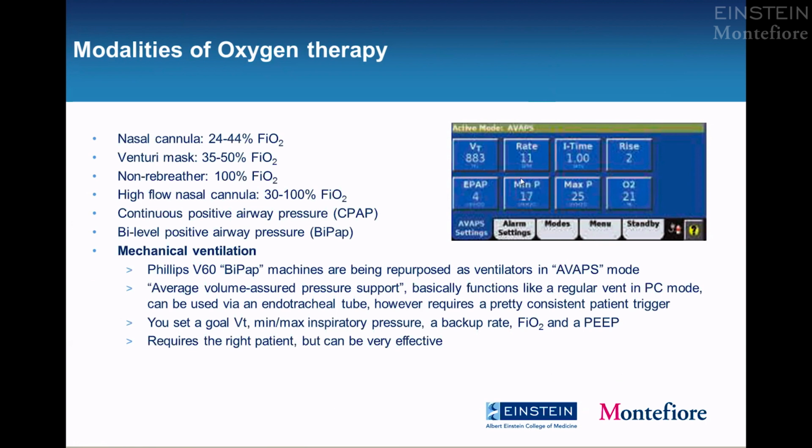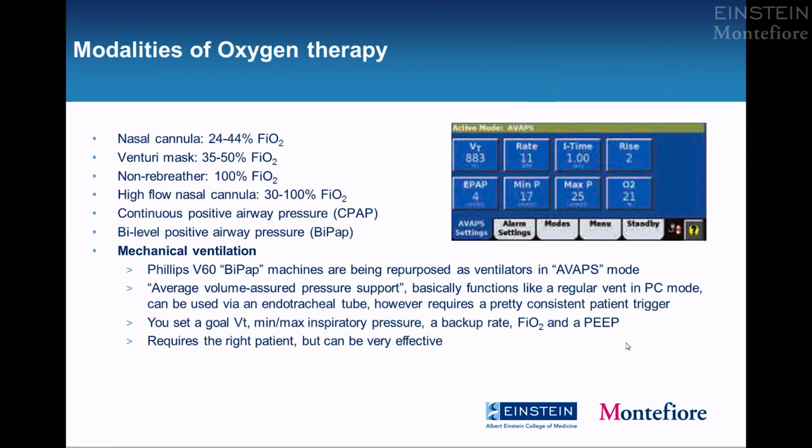So the machine knows the acceptable parameters of pressure that it can use to generate your goal tidal volume. And over the course of a minute, it'll try to average out a volume to what you've set. The rate is a backup rate. It's actually set by the patient, but if a patient is not triggering, it will provide a backup rate. And then you also, of course, set an FiO2.